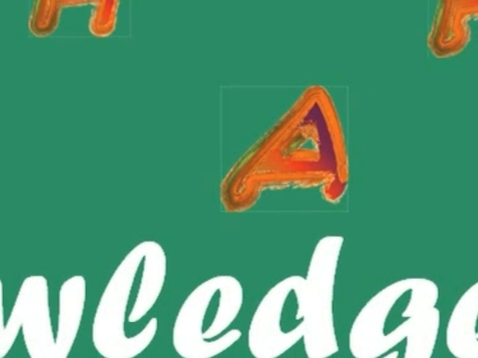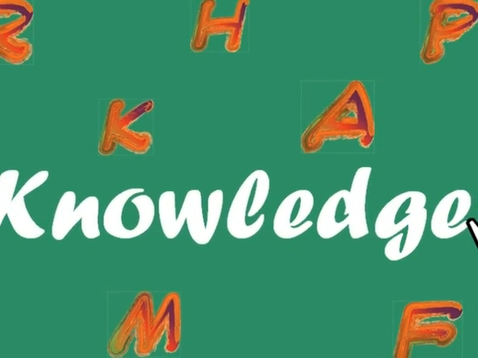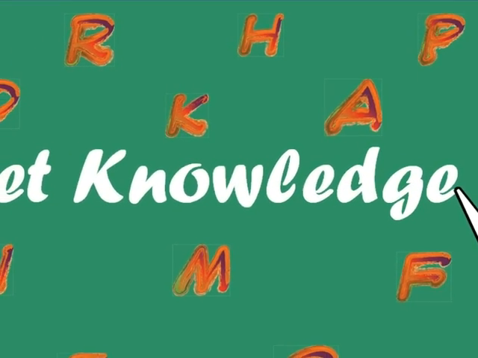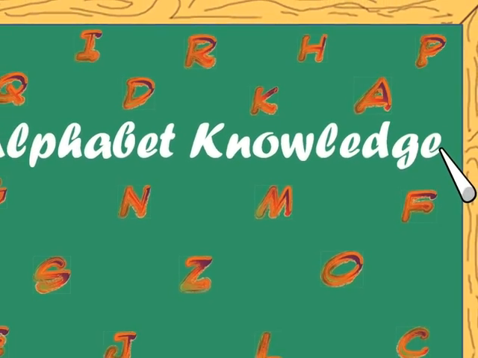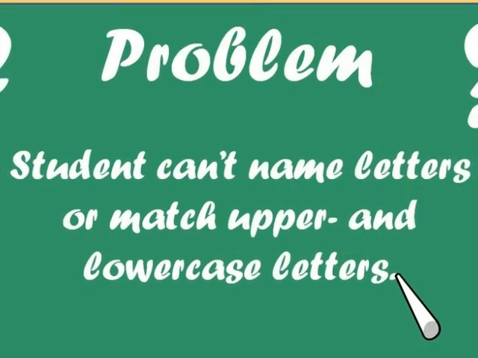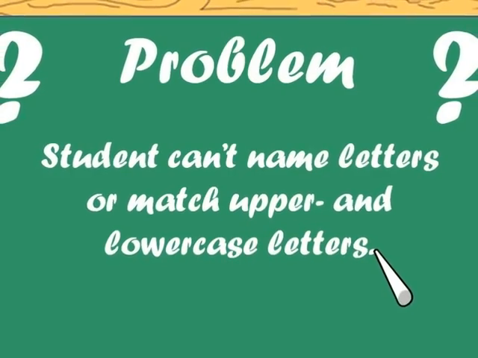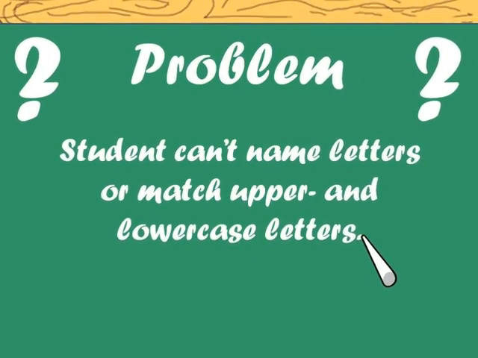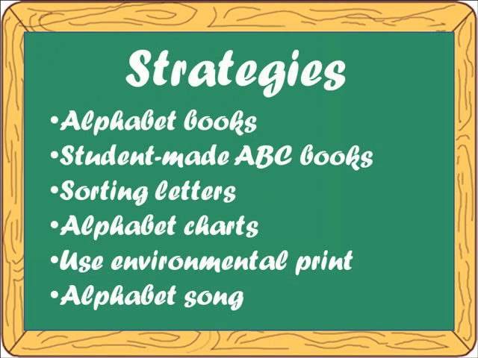Alphabet knowledge is a key component to helping students learn how to read. When they are struggling with reading, it is crucial to start with the basics, the alphabet. One of the problems a struggling reader deals with is naming letters and matching upper and lowercase letters. However, a teacher has no need to worry. There are several strategies to help this student begin the process of reading.